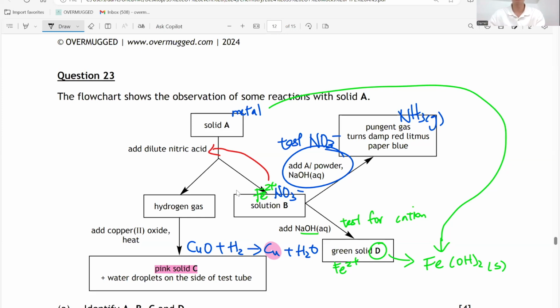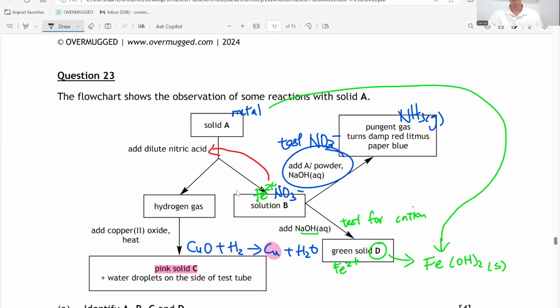Next, this hydrogen gas reacts with copper-2 oxide. Now, while you might not have learned the chapter in reactivity series on extraction of metal, common sense will tell you that if it's copper-2 oxide that I'm reacting with, and I get a pink solid, what is this pink solid? It's just copper metal. Okay, but there's no harm copying this equation down. I'm showing you guys how it goes from copper oxide when you react with hydrogen gas, how you actually get copper. You get what I mean? So this is actually how we get the copper. But solid C here is definitely copper.